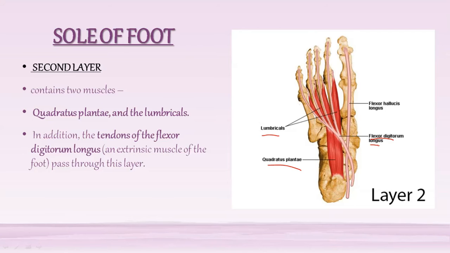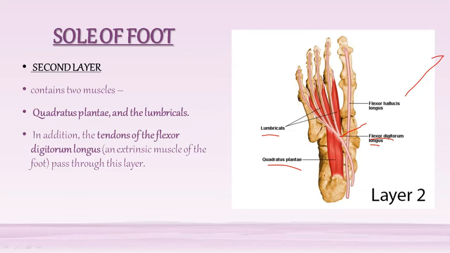So in the second layer, two muscles are present. One is quadratus plantae and the second are lumbricals. Then the third structure which passes through this layer is the tendon of flexor digitorum longus.